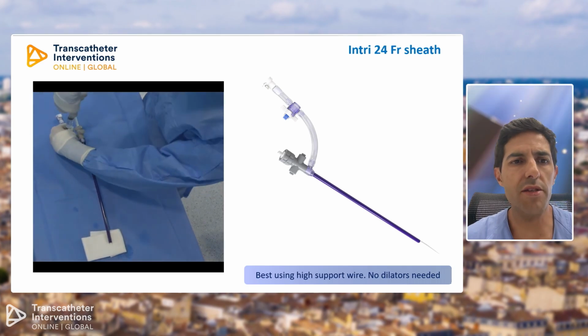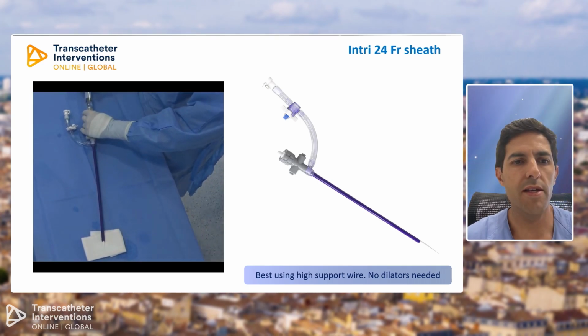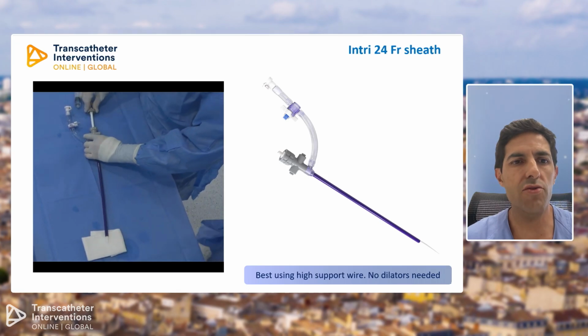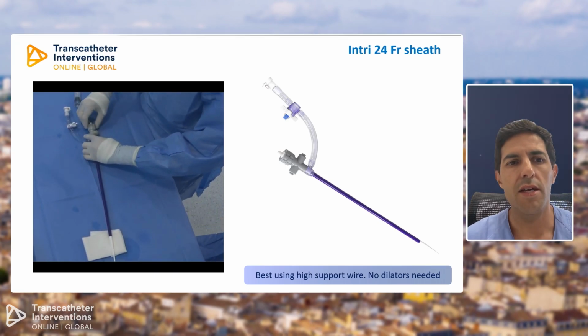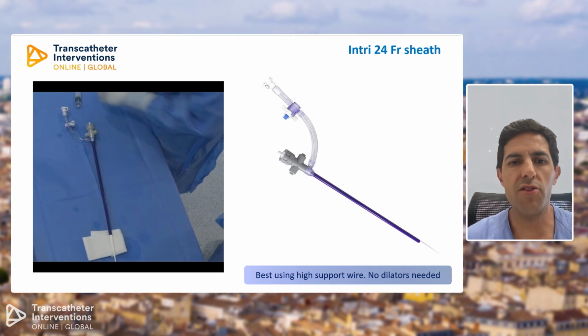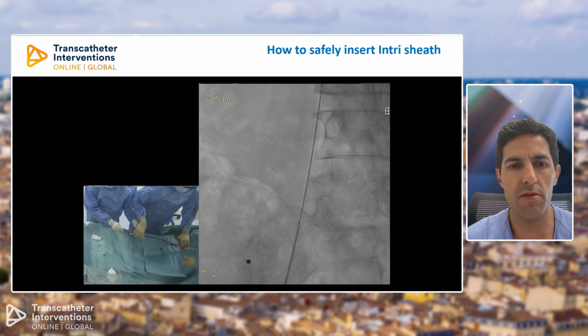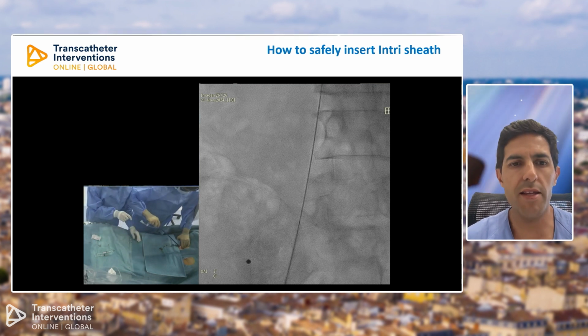Then we use the entry. The entry is very easy to prepare. You just flush the central line, and then you flush the side, and there is a very nice dilator with very flat transition, so you don't need any intermediate dilators. There is nothing wrong about using several dilators, but you don't need that.